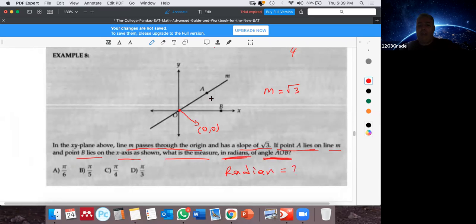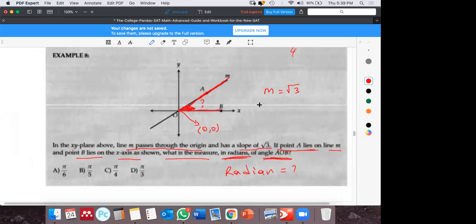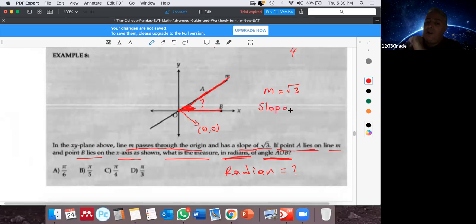Angle AOB. So this is now my angle. Any question? Do we have any question? I will continue now. Do you have any question, guys? No, sir. Don't forget this: slope means tangent alpha.